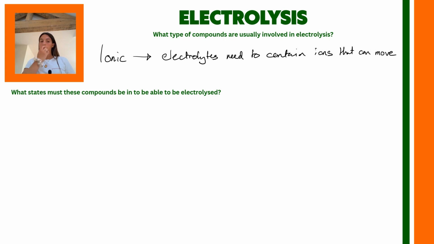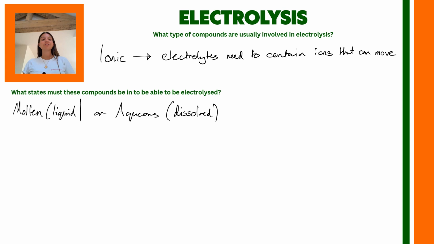What states must these compounds be in to be able to be electrolyzed? Well, they have to be either molten (liquid) or aqueous, so dissolved in water. And the reason for that is that's when we get those ions being split up and free to move in my ionic compounds.